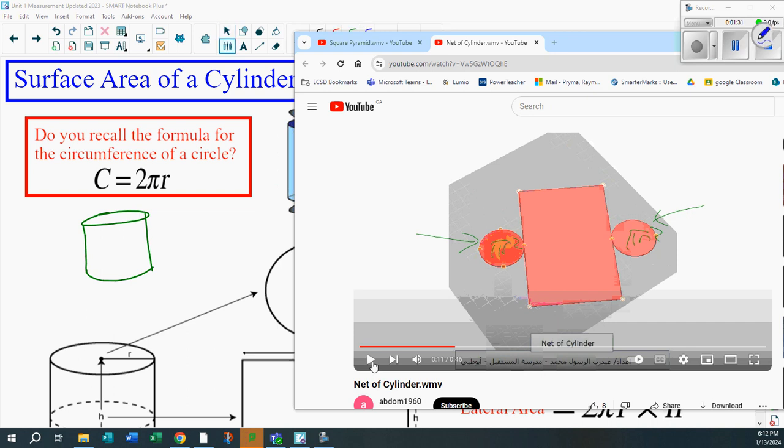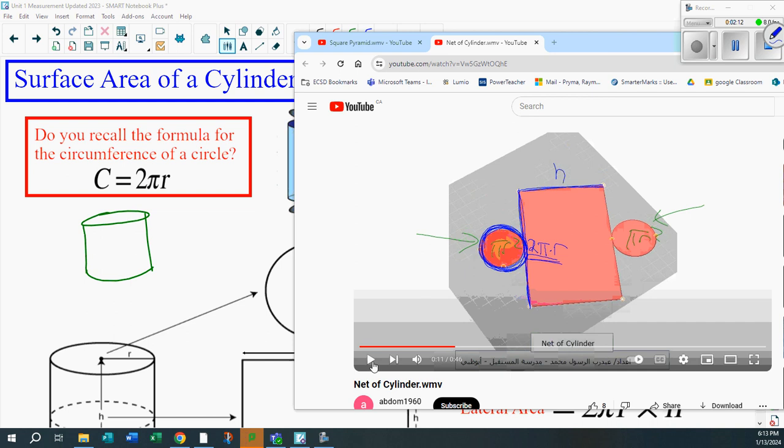But what is this? Isn't this the height of the cylinder? And what is this? It matches going around the circle here. What do we call that? Isn't that called the circumference of the circle? There's a formula for that. Isn't that 2 times pi times r? It's not pi r squared. Remember, pi r squared means area. 2 times pi times r is this length right here.